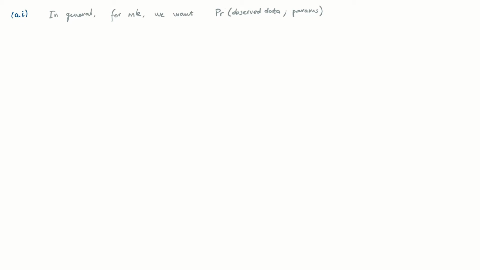Part A, Part 1. The question asks us, find an expression for the log likelihood. Let's first just write out something generic about likelihoods. Likelihood is a function of the observed data, semicolon, the parameters. Stop now and read through the question and look at all the symbols in the question and figure out, are they about observed data or are they parameters? If they're parameters, are they known or are they unknown?